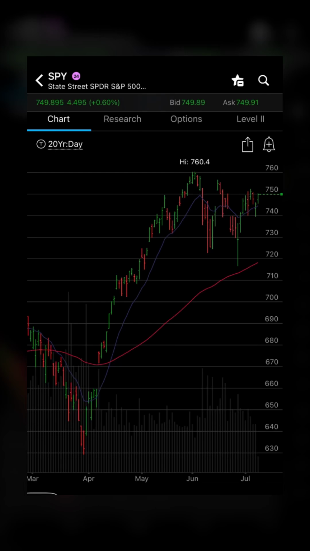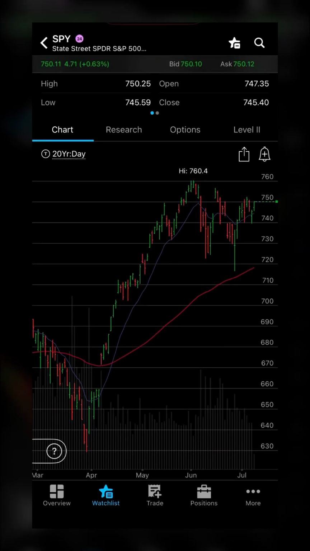What's going on, guys? Before I enter any trade, I follow the same chart analysis process. In the next 5 minutes, I'll show you exactly how I break down a stock and find potential setups. This is the SPY chart, guys.